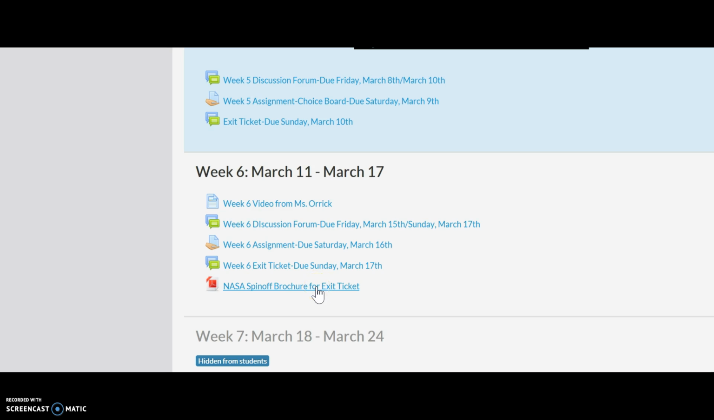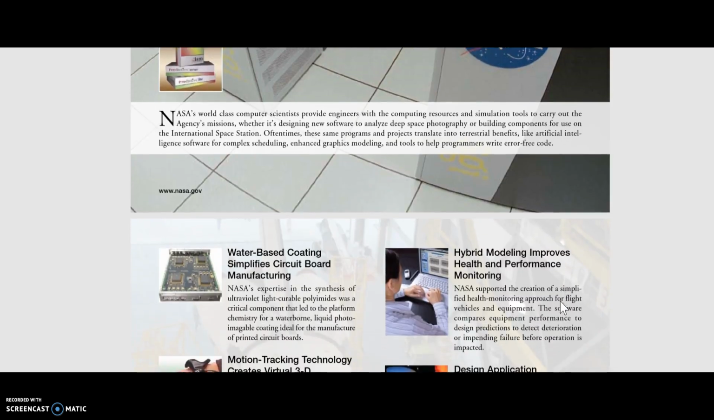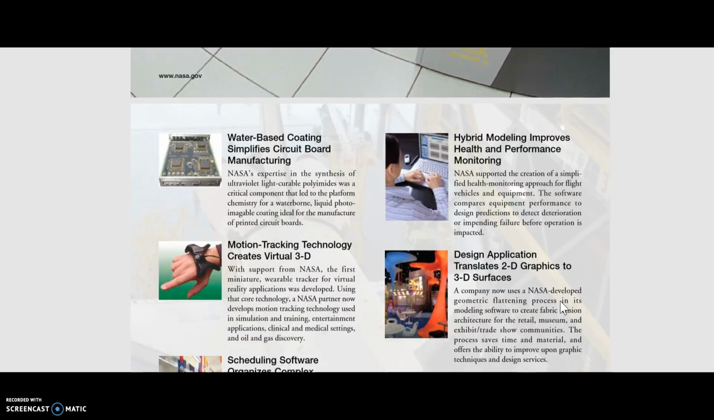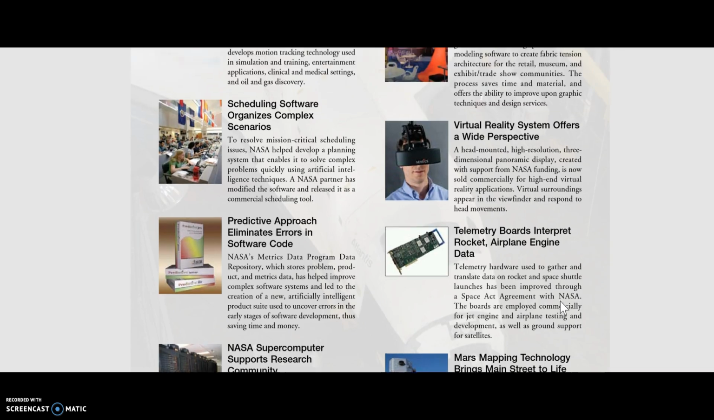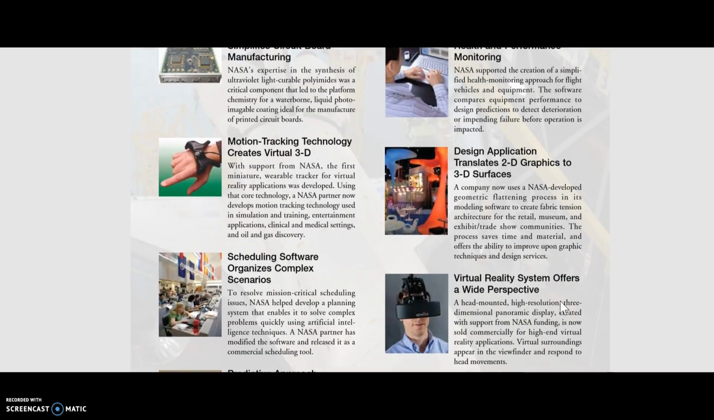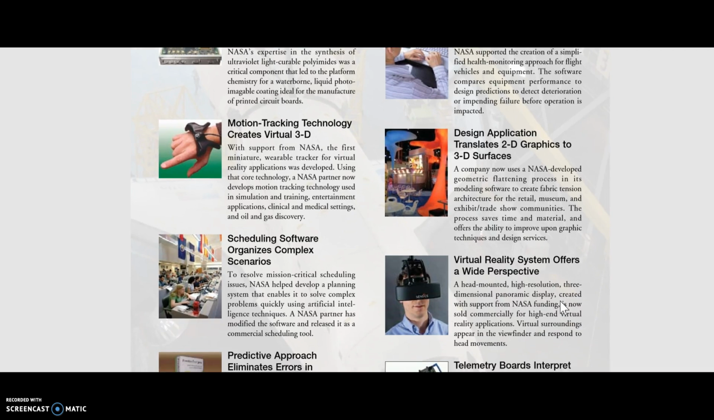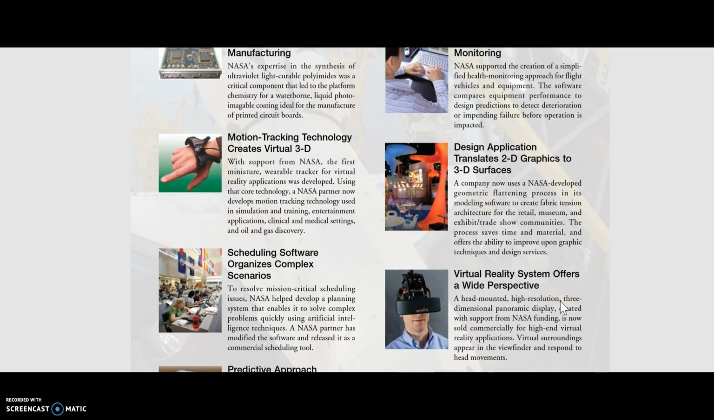And then underneath it is the actual brochure. So when you click on this, it is in a PDF format, and you should be able to go through it. It's very short, only 2 pages actually, if that. And so you're going to choose one of these to talk about. And of course, if you want to do additional research on it, you can, if that helps in developing your post for your exit ticket. But basically, you're going to choose one of these. Let's see, you have 2, 4, 6, 8, 10 different forms of technology.